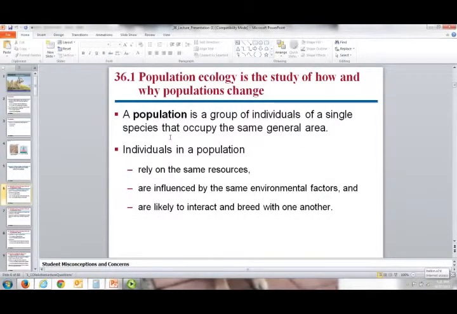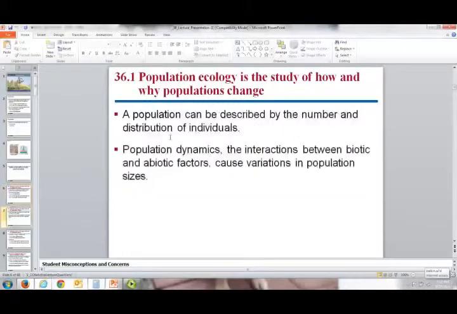If you remember from the other day, a population is a group of individuals of a single species that live in the same area. When you have this, they're all going to rely on the same resources. They're going to be influenced by the same things in the environment, and they're also likely to find their mates in that area as well as interact with others of their species in that area. You can have the same species live in another area, but when they aren't living in the same area, they're not considered a population.